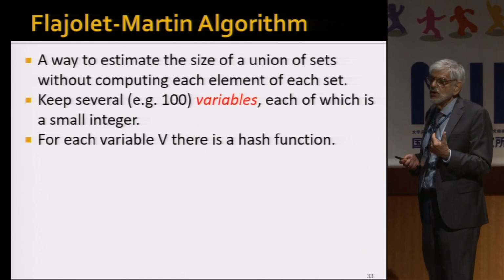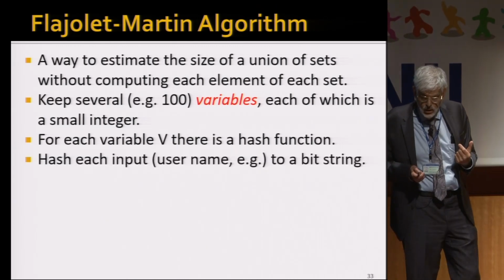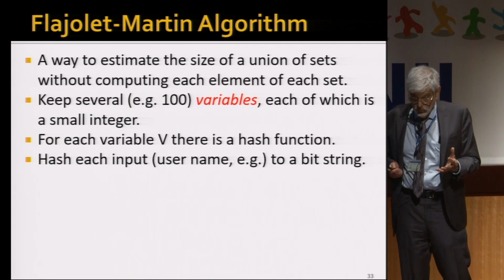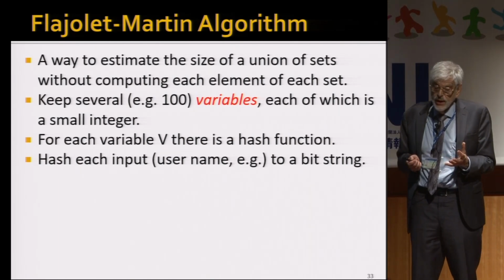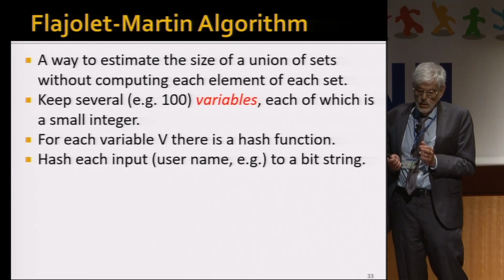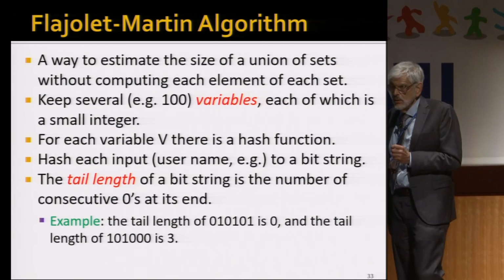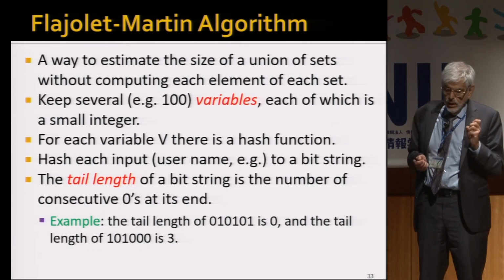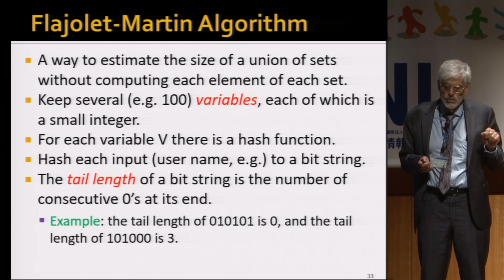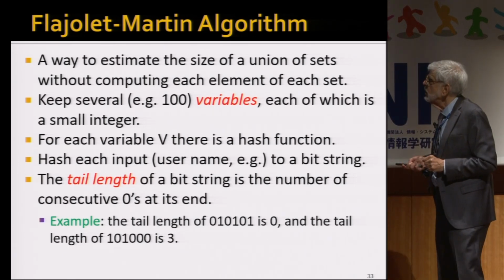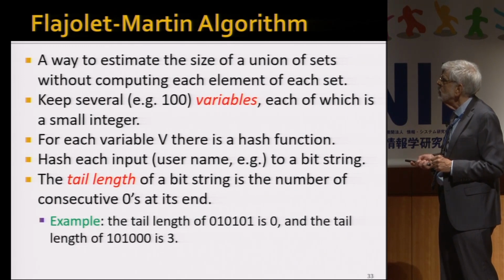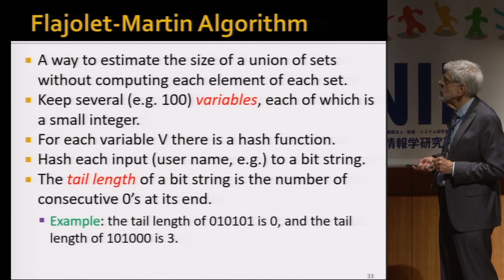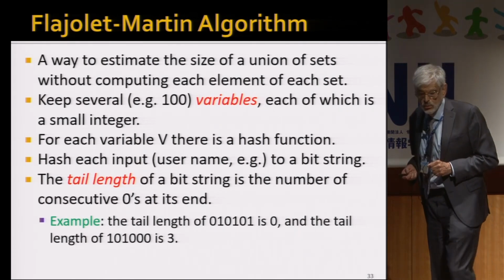Okay, now associated with each variable is a different hash function. And this hash function is going to take a user, in this case, a username, and it's going to hash it to a bit string. And we have to learn a concept called the tail length of a bit string. It's just the number of consecutive zeros at the right end of the string. So, for example, the tail length of this bit string is 0 because there are no zeros at the end. Here's another string that has a tail length of 3 because it ends in 3 zeros.